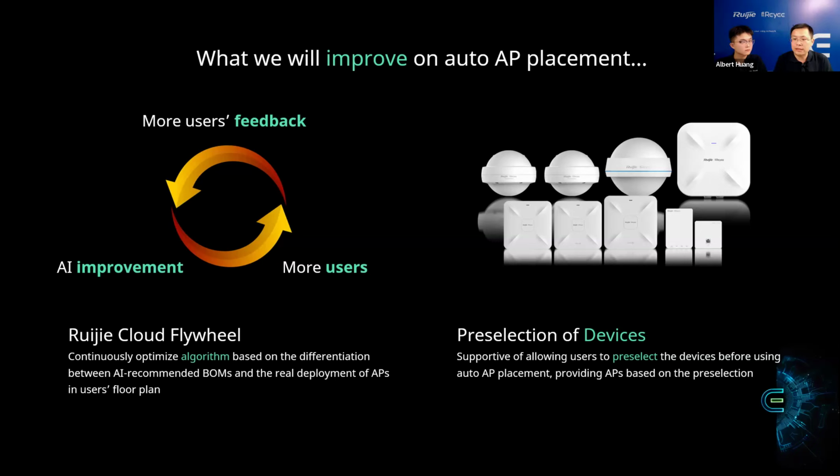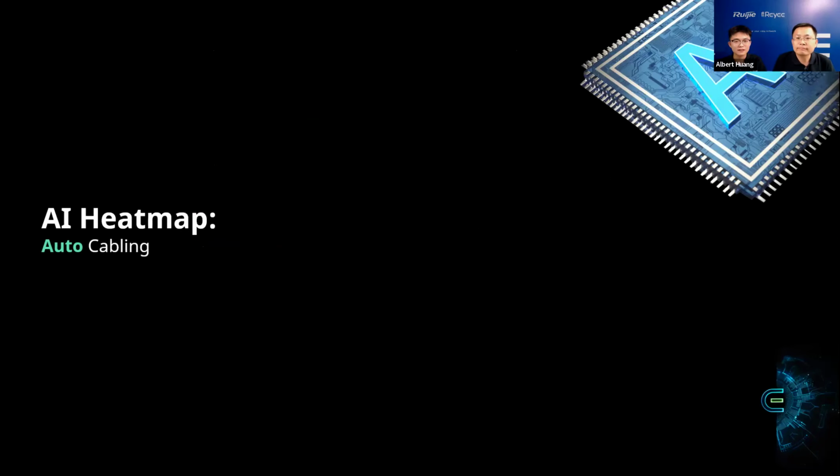We can choose the AP model in advance before auto AP placement, and AI will calculate based on the target model. Sounds like we can expect a lot in this auto AP placement, and that is fantastic. Yes. And I think everyone should now be quite familiar with this function because we have already launched it.